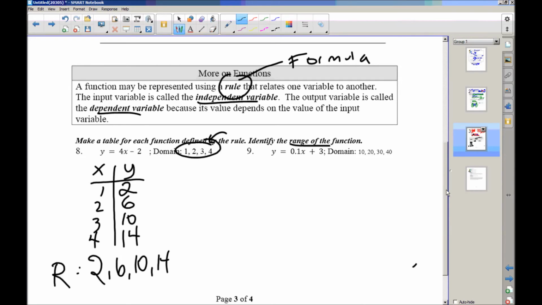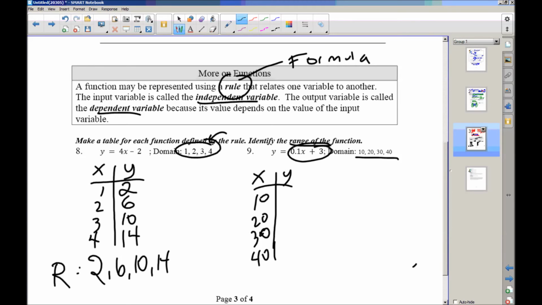All right, and then in our last one here, number 9, okay, we are given the domain of 10, 20, 30, and 40. So those are our inputs. And we find our outputs by plugging them into our rule or our formula. So if I plug 10 in and times it by 0.1, timesing by 0.1 only changes the number by moving the decimal 1 place to the left.